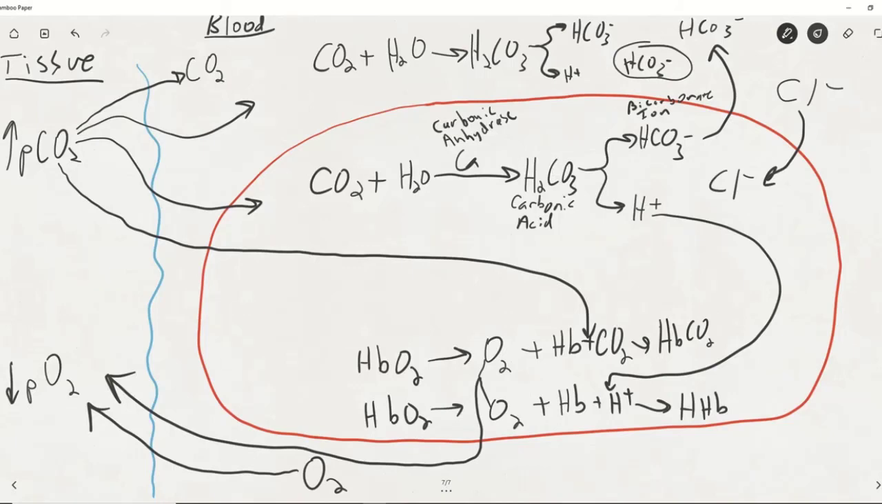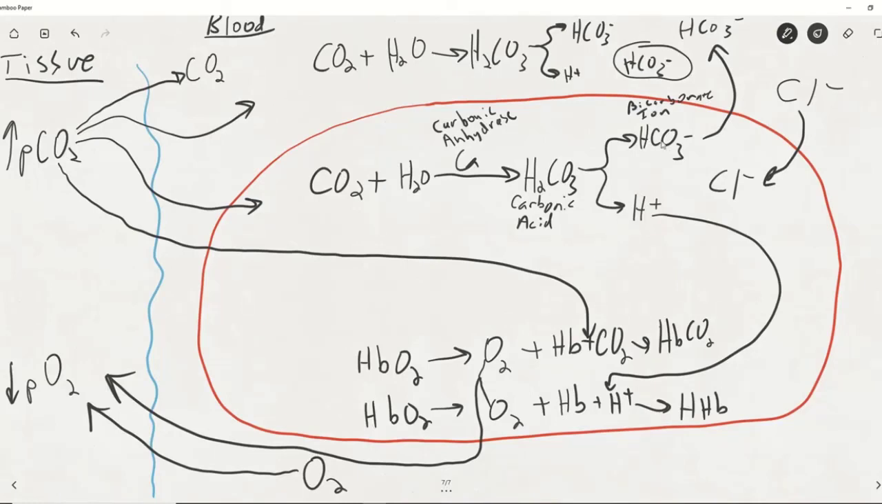So over here, instead of tissues, it would say lungs. The PCO2, the arrow would be pointing down because there's low carbon dioxide. The PO2, the arrow would be pointing up because there's high oxygen. All of these reaction arrows would point the other direction. Chloride diffuses out as bicarbonate ion diffuses in. As the bicarbonate ion builds up, then what happens? We're going to start to become more alkaline.